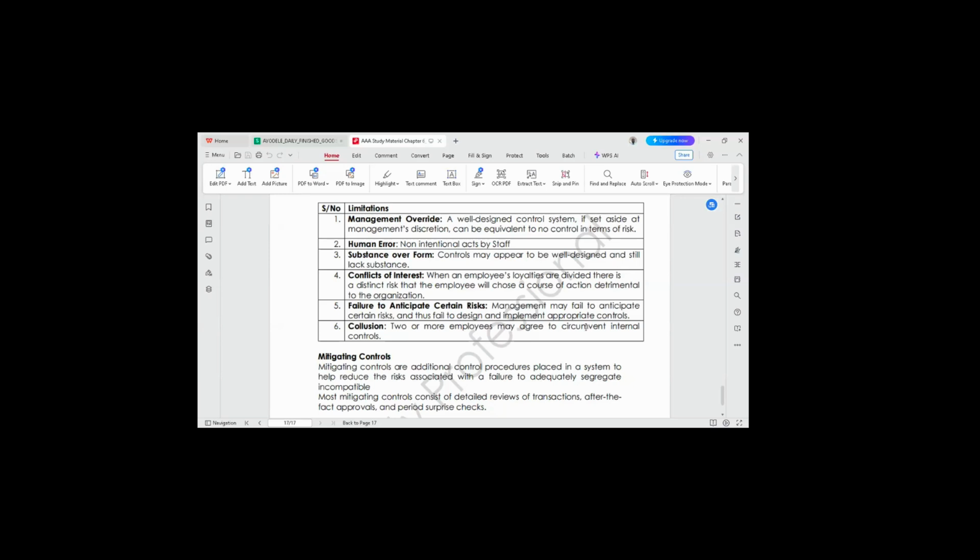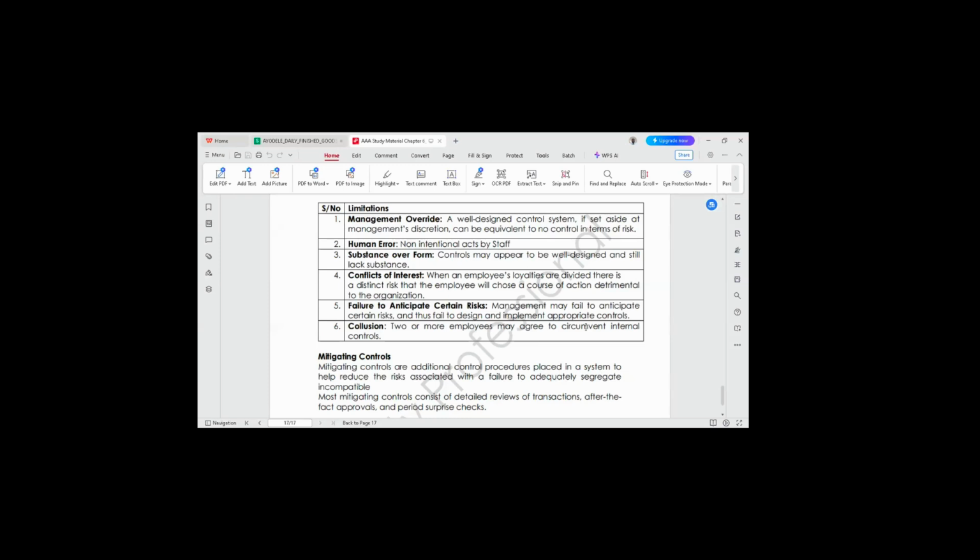Management override, like I explained, has to do with a situation whereby a control has been put in place and approved by management, and is now deliberately set aside by the same management that put it in place. That is management override. For instance, management says that for every money that must leave the organization, the head of account must sign off. There must be a voucher that must be signed and approved before the cash is disbursed.